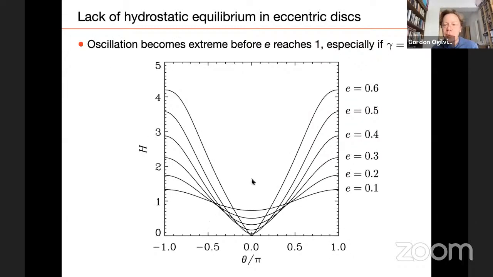So here, for example, is a calculation of the variation of the scale height of the disk with azimuth around a disk with a constant eccentricity. And we can get into a very extreme vertical oscillation, especially if the disk is isothermal, which means it's very compressible. The scale height can become absurdly small, actually, at pericenter, if the eccentricity is more than about a half. And this sort of thing turns out to be very important for the tidal disruption disks.